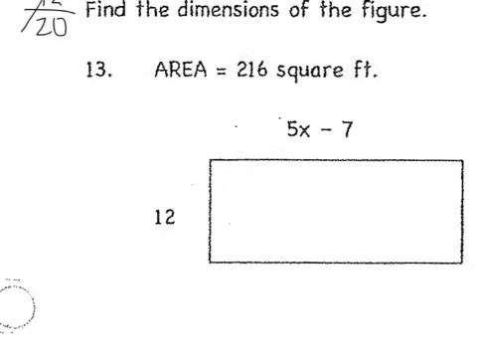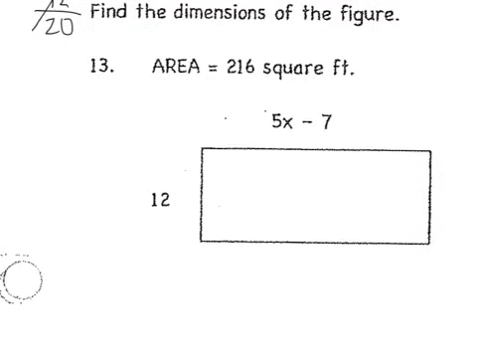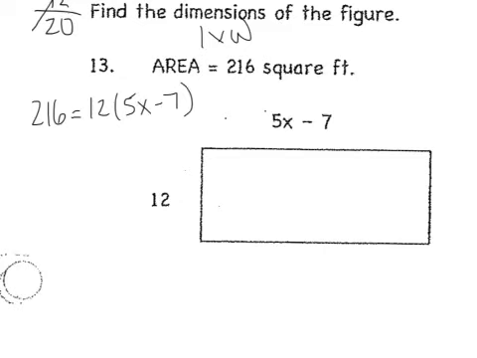Now for the next one, we have to find the dimensions of the figure, and we have this nice rectangle, and we know that the area is 216 square feet. Well, the formula for area is length times width. So we know that 216 equals 12 times 5x minus 7. And you're going to distribute. So now you know that 216 is equal to 60x minus 84.